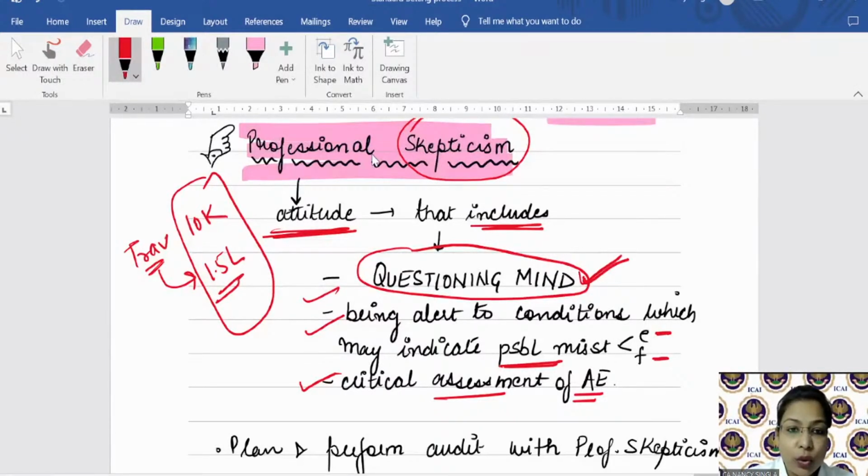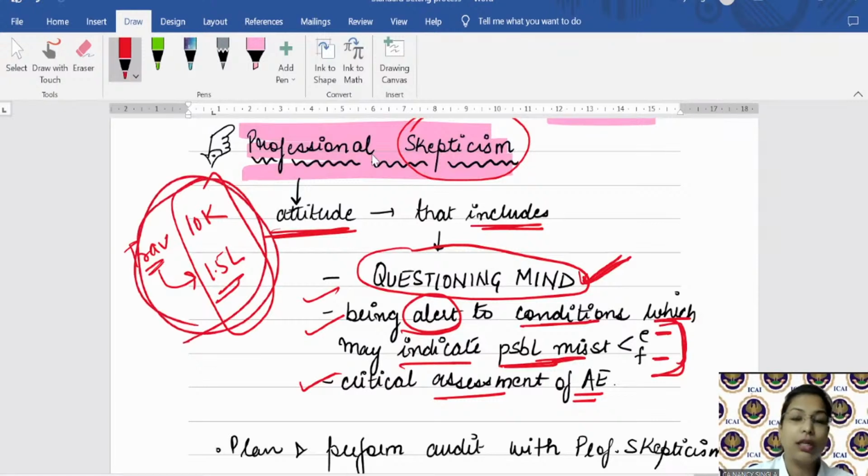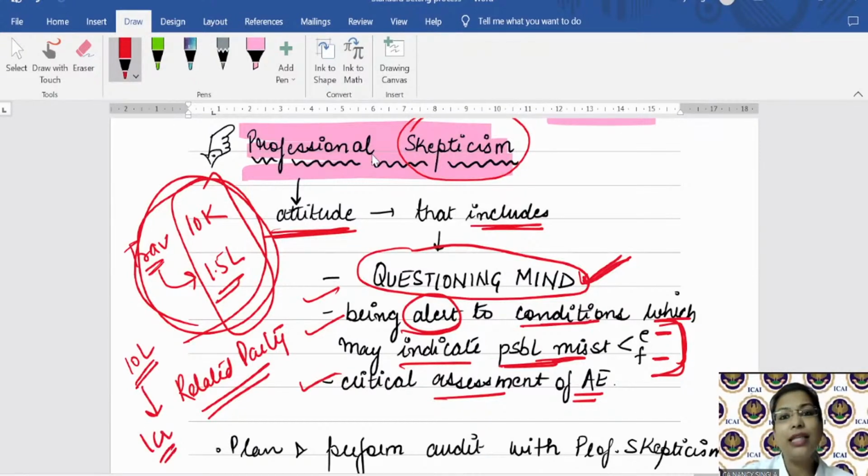So questioning mind is there, and being alert to conditions which may indicate possible misstatement whether due to fraud or error. So I'm alert to this situation, right. It is not that this came up, I checked the supporting document, I kept that in my file. No, I am alert to this situation. All of a sudden there has been an increase in related party transactions during the year. Last time, let's say the transactions with the related party, debtors and creditors who were relatives, were let's say 10 lakhs. This year suddenly the value has become 1 crore.